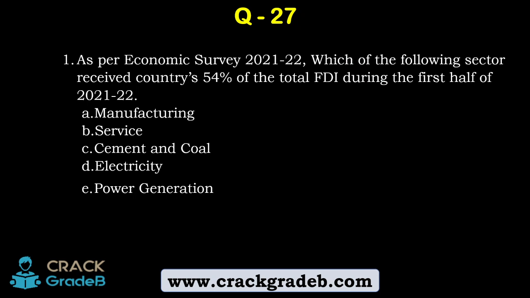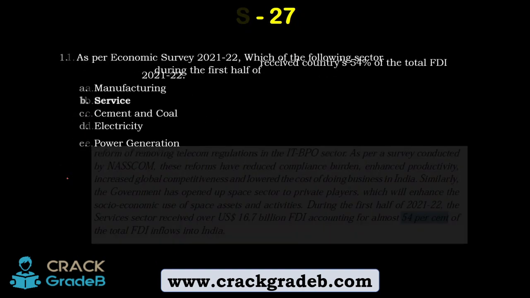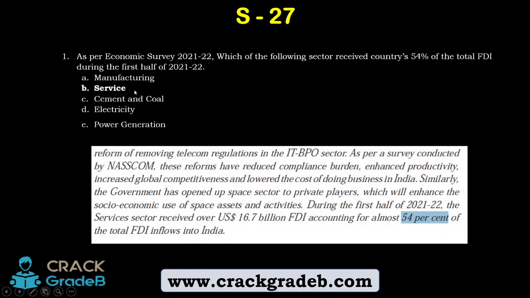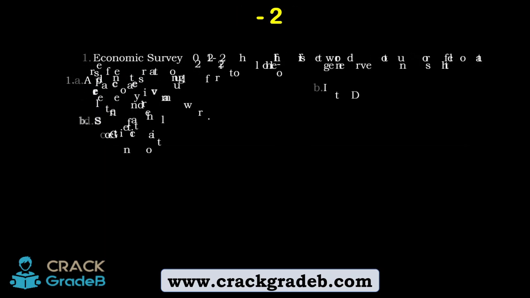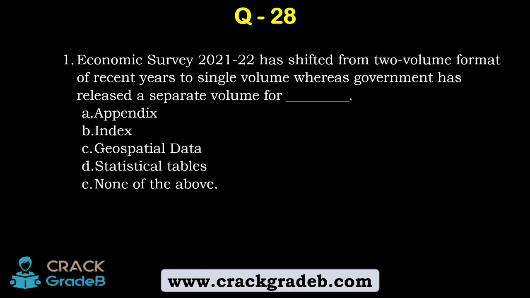As per the survey, which of the following sectors received the country's 54% of the total FDI during the first half of 21-22? Manufacturing, service, cement and coal, electricity or power generation? Correct answer is service. It's the service sector, right? 54% of the total FDI inflows into India. Let's see the next question, that is question 28.